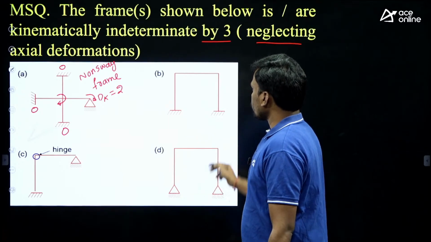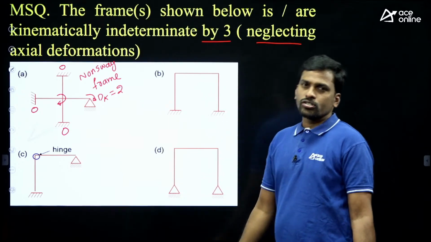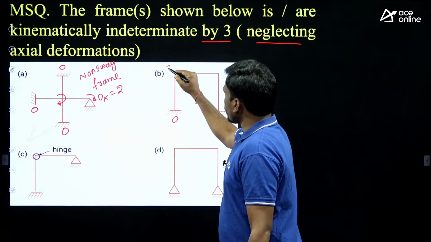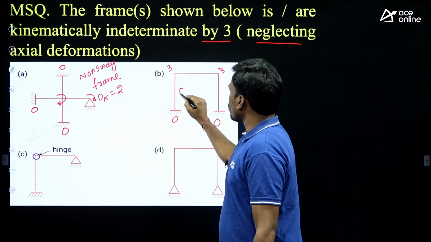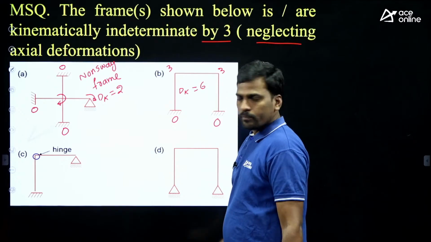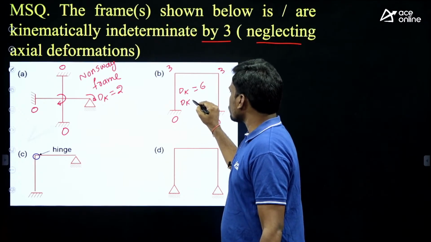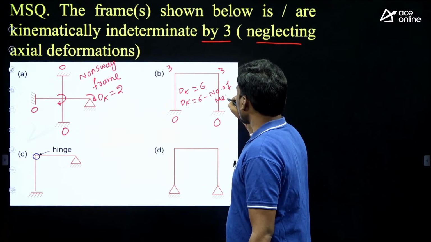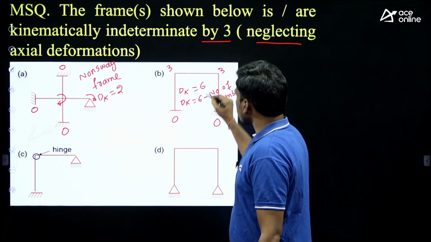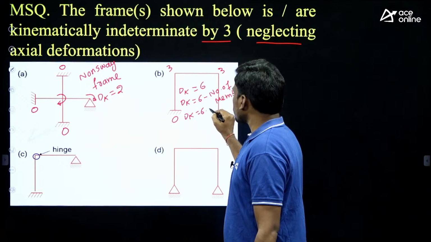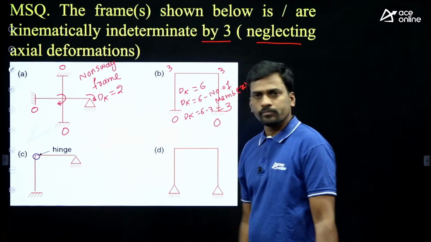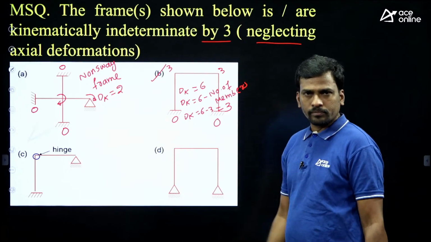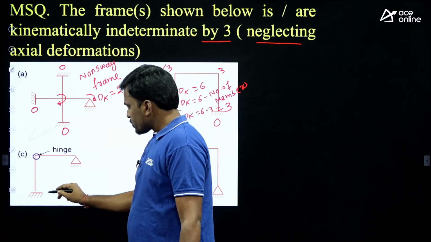Then the second diagram is a rigid-jointed plane frame. Fixed support 0, 0. Rigid joints 3, 3. Now Dk equals 6 in total. Then neglecting axial deformation, deduct the number of members. How many members are there here? The number of members is 3. So we get kinematic indeterminacy of 3. Then B is correct.